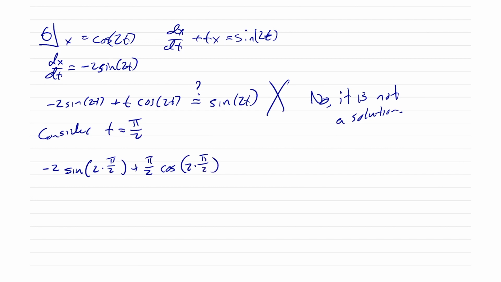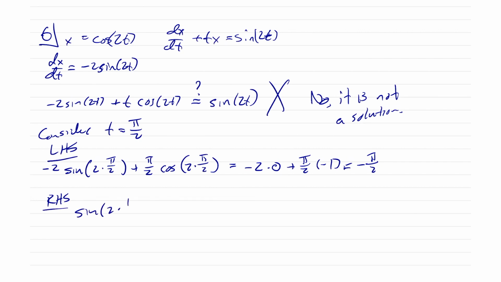And what I see on the left-hand side is that this is going to be minus 2 times sine of pi, which is 0, plus pi over 2 times cosine of pi, which is negative 1, right? And so this is equal to negative pi over 2. But on the right-hand side, I see that I have sine of 2 times pi over 2, and that's just 0, right? So there's a point where they don't agree, so they can't be the same function.